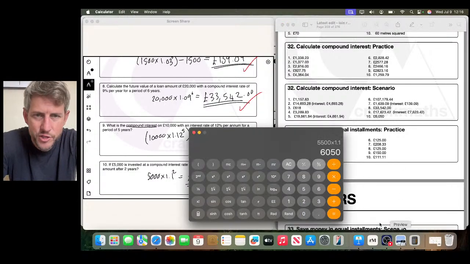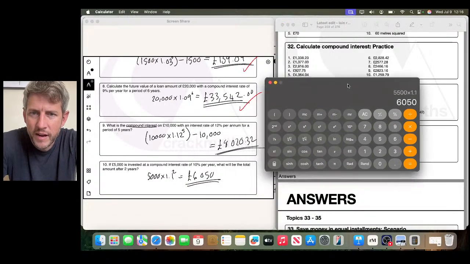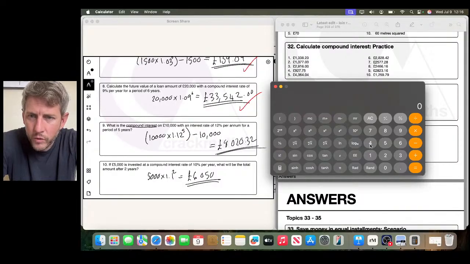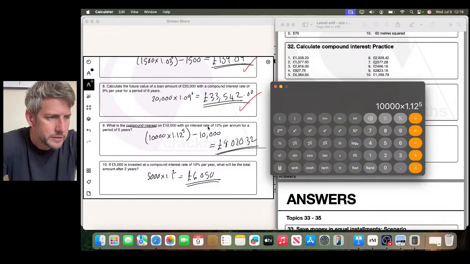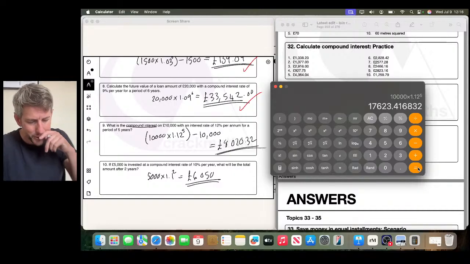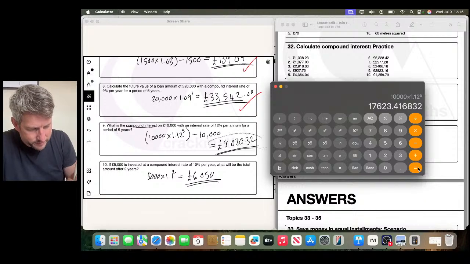So let's check who is correct. Okay, one last time. So we've got 10,000 times 1.12. Oh, that's a 5. Could be me. 1.12 to the power of 5. Okay, this looks all good. Oh, it was me. I got it wrong this time. Okay, right, let's alter that.